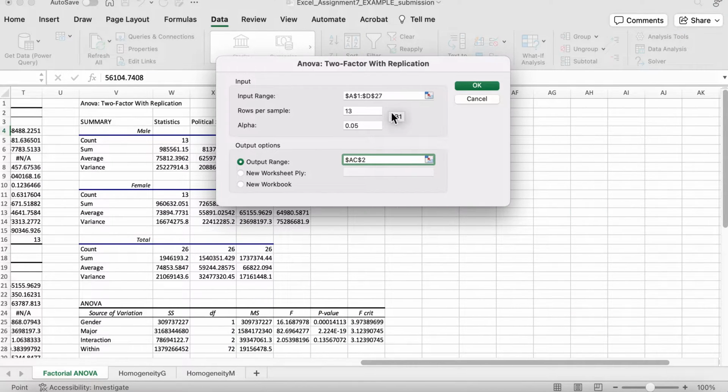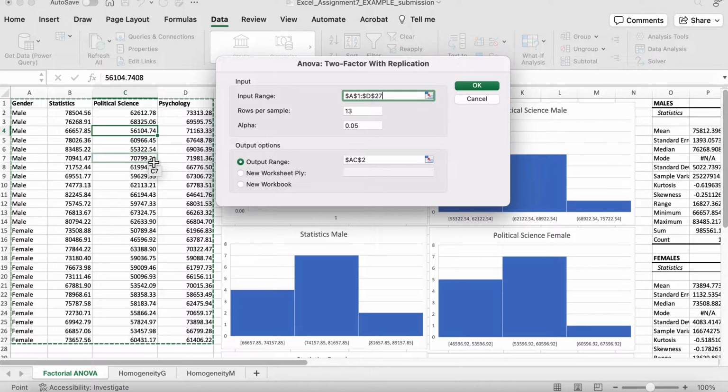You're going to select all of your data, so it's going to encompass everything. You can even include the labels. For this, there are 13 in each group for the sample that I have here. Yours is going to be a little different, though. I think yours is going to be 20, so you'll have to change this number to 20. But for this one, it's 13.